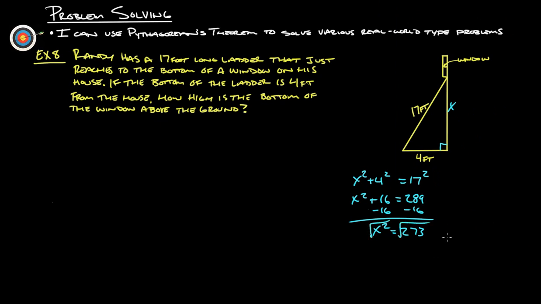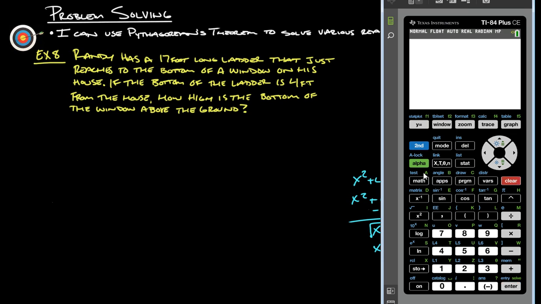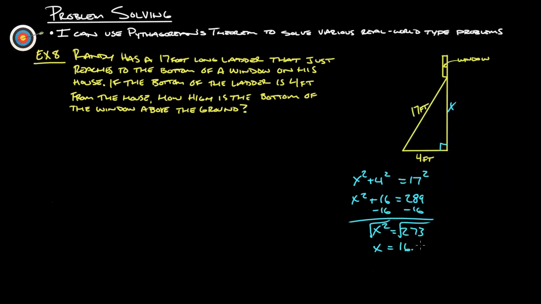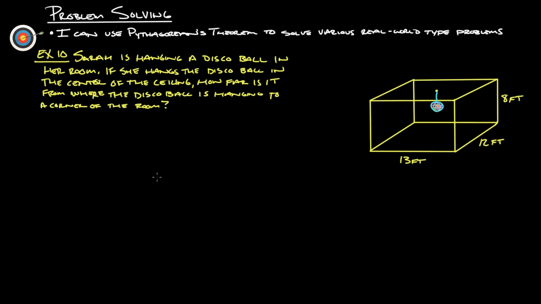So we just need to square root both sides to figure out what x is. So take the square root of 273, and we get 16.522, first, second, third significant figure. So that's going to be 16.5 to 3 significant figures, and this is feet. So from the ground to the bottom of the window is 16.5 feet right here. Okay, all right, let's take a look at another example, and away we go.